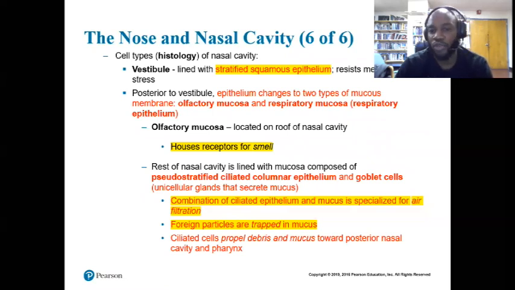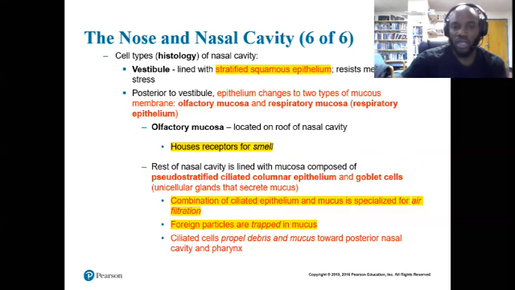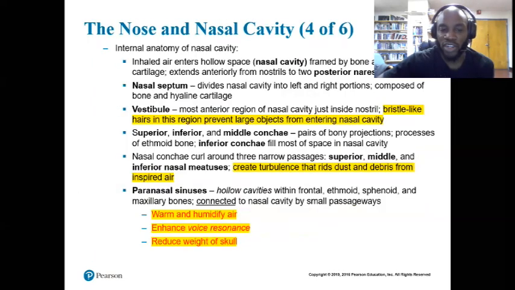Think of nasal hairs. When you think of cilia, think of little hairs that protrude from it. Columnar, column shaped. The shape of the cells are columnar epithelium, so it's on the surface. And we have goblet cells, which secrete mucus, right? So olfactory mucosa in the roof of your nasal cavity just houses the receptors for smell. And then we have the respiratory mucosa, which is made up of pseudostratified ciliated columnar epithelium. And it is important for, as we mentioned earlier, warming and humidifying the air.